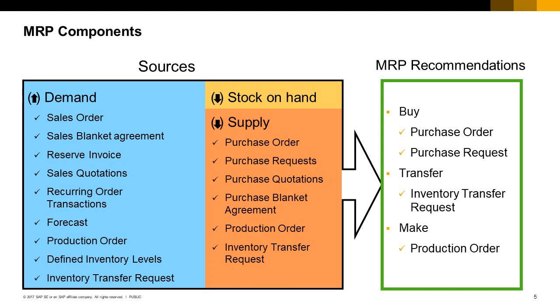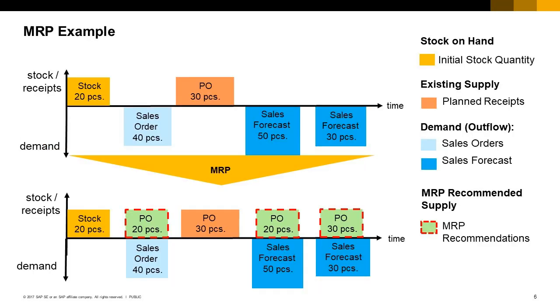The results from the MRP run are the MRP recommendations to buy, transfer, or make the quantity needed. The recommended documents can be purchase orders or purchase requests for purchased items, inventory transfer requests, and production orders for items that are produced in-house. In the example shown, you can see an illustration of the recommendations given by MRP.